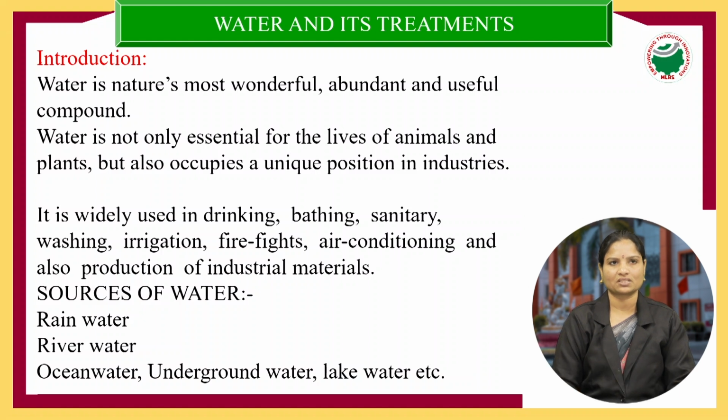Then what are the sources of water? There are two types: surface water and underground water. Surface water means lake water, river water, ocean water, sea water. These are all included in surface water. Underground water means well water. These are all sources of water. Then what are the applications? We use it for firefighting, municipal purposes, and especially for drinking purposes.